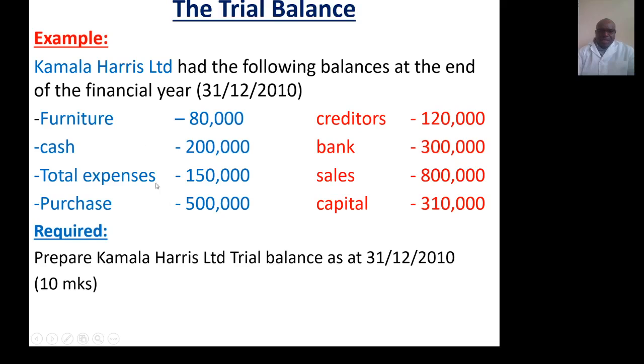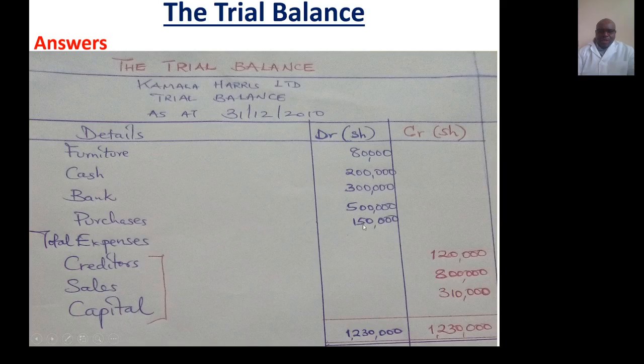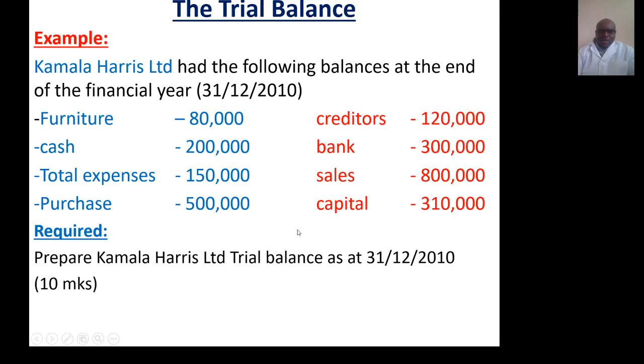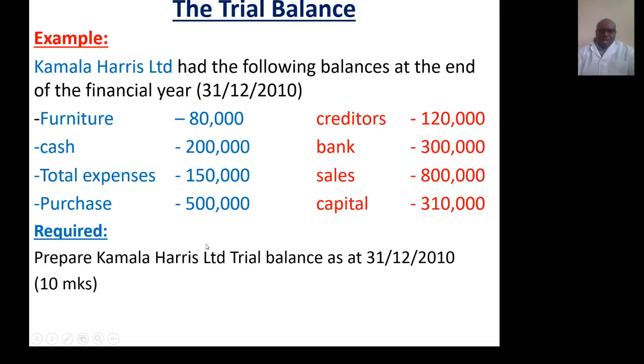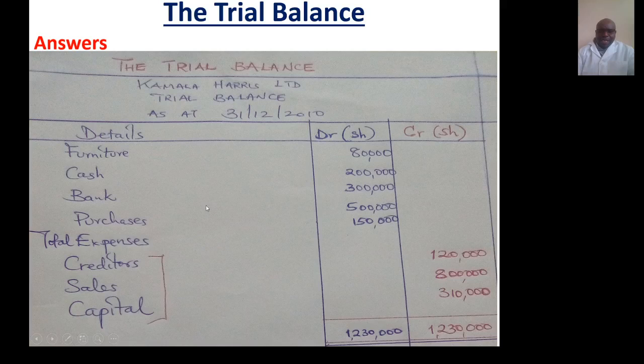Then we have purchases, 500,000. It is an expense account, 500,000. Then we have total expenses, 150,000, entered on the debit side. Then we have creditors, sales and capital being entered on the credit side because they exhibit credit balances. And then we have the total here. These figures are equal or they balance.